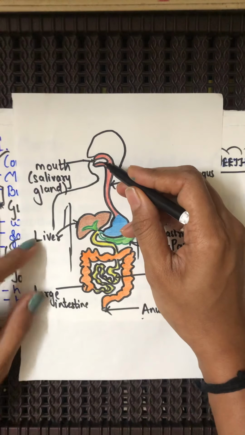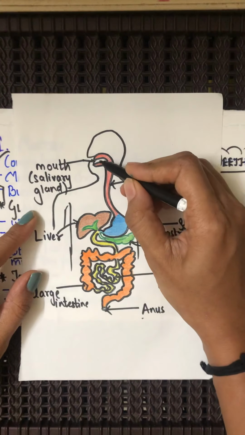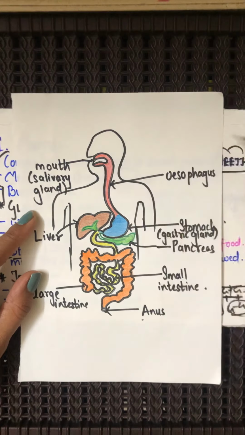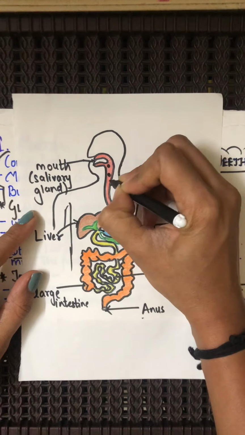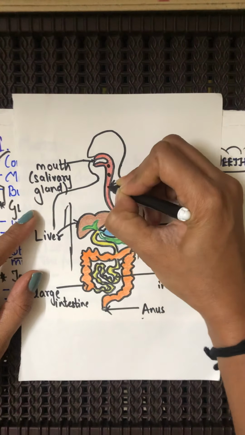Do you understand this? Now, the bolus is formed, so that this bolus can move down the esophagus and to the rest of the digestive system. Do you understand this? Now one more time we shall recall the mouth.